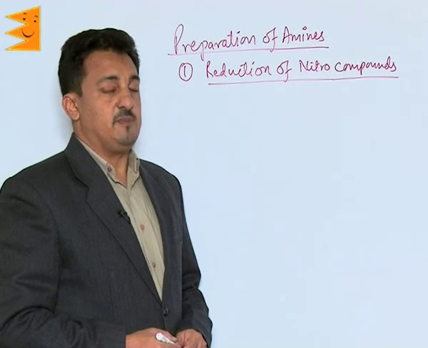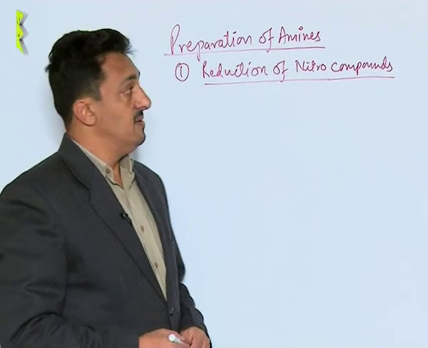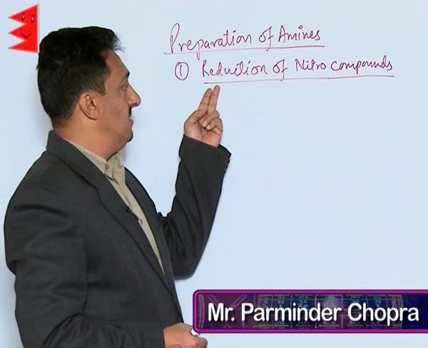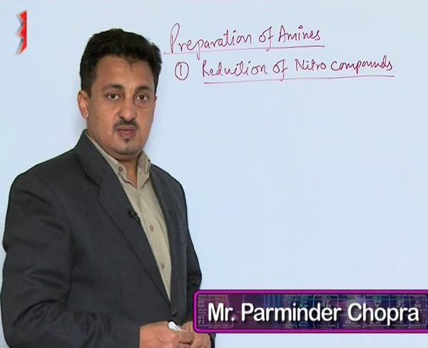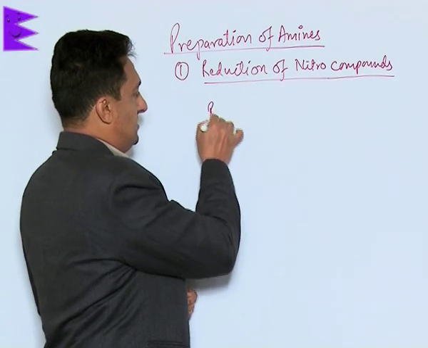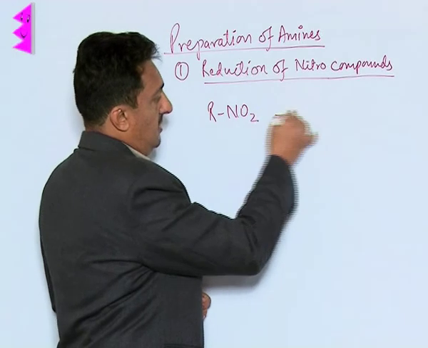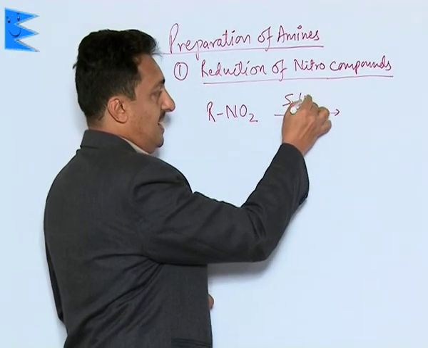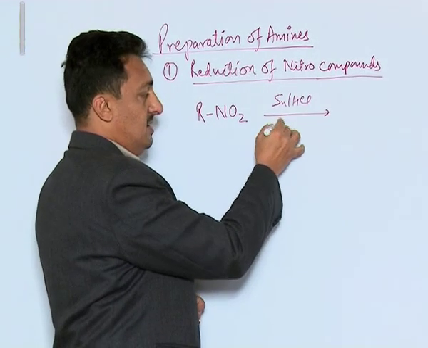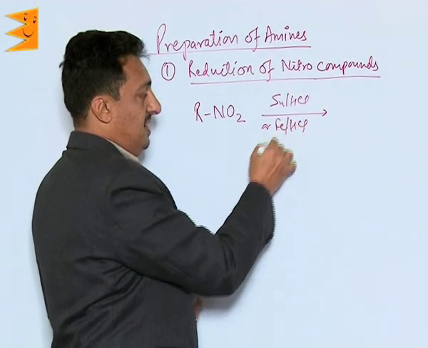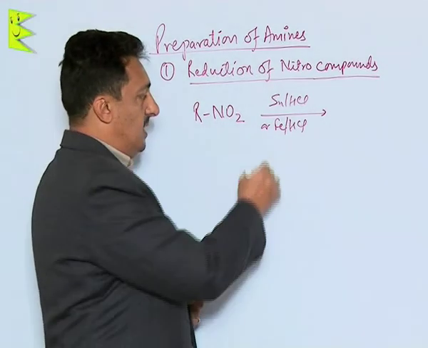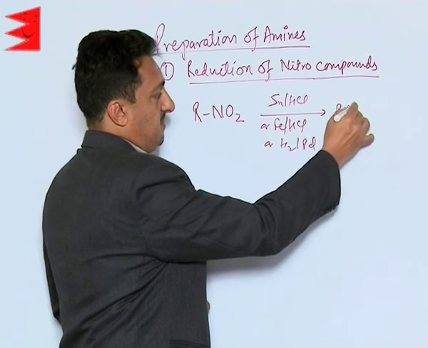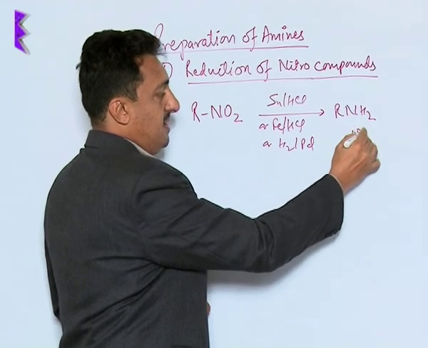Now let us see the preparation methods of amines. Amines can be prepared by, first method, the reduction of nitro compounds. Any nitro compound, whether it is aliphatic or aromatic, can be reduced by taking Sn/HCl, that means reduction in the acidic medium, or Fe/HCl, or we can use hydrogen and palladium, to the corresponding amine, primary amine.